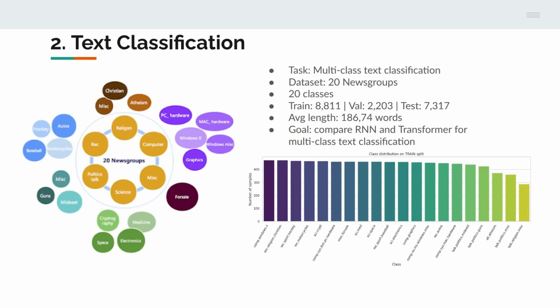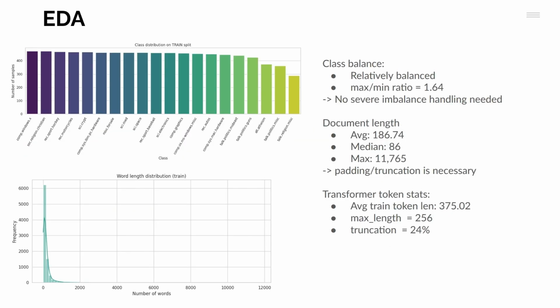For the text task, we use the 20 Newsgroups dataset, which contains 20 classes. After preprocessing and splitting, we have 8,811 training samples, 2,203 validation samples, and 7,317 test samples, with an average length of about 186.74 words. Our main goal here is to compare RNN and transformer approaches for multi-class text classification. So we move to the EDA.